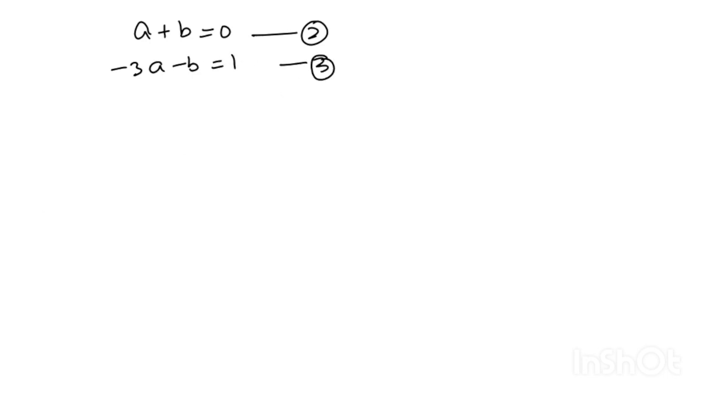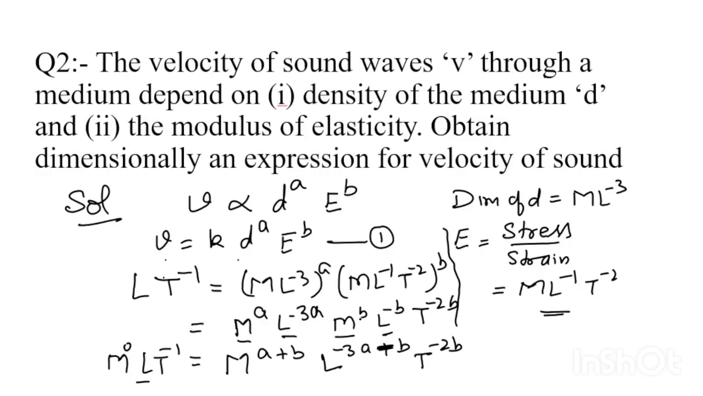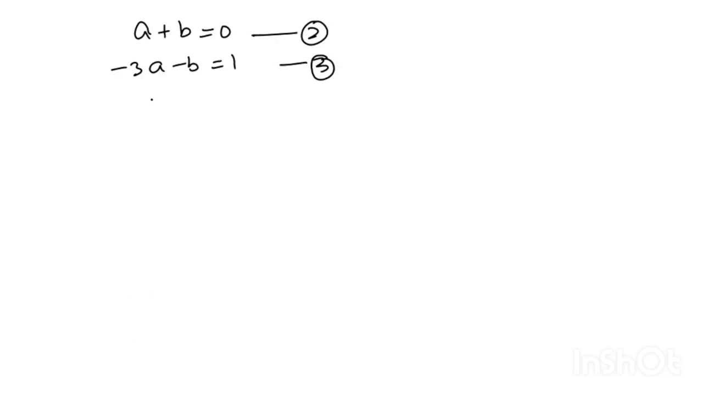Equation third. Now T power minus 1 on the left hand side and T power minus 2b on the right hand side. So we write minus 2b equal to minus 1. So this implies b equal to 1 by 2.